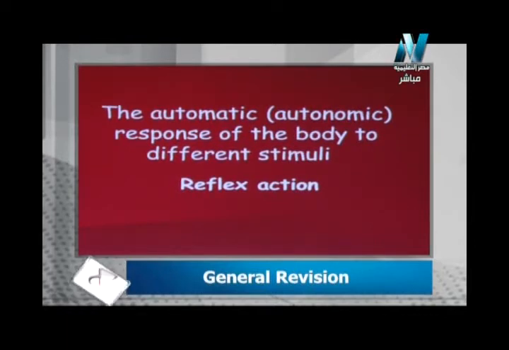So let me remind you what is the organ which is responsible for reflex action. Surely it will be the spinal cord, النخاع الشوكي, not the brain. Please, focus on this point because it is very important. Reflex action is the automatic response of the body to different stimuli, and it's controlled by the spinal cord, not the brain. Again, the reflex action is the automatic response of the body to different stimuli.